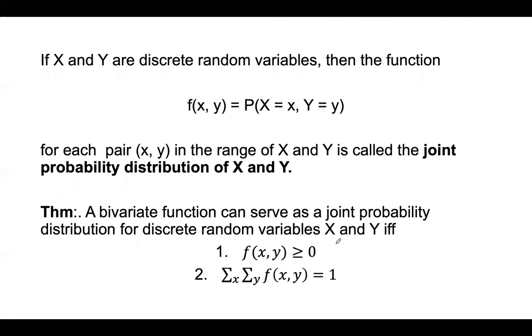So if X and Y are discrete random variables, then we could write this function like this, for each pair of X and Y in the range of X and Y. And this is called the joint probability distribution of X and Y. A bivariate function can serve as a joint probability distribution for discrete random variables X and Y if and only if this function is greater than or equal to 0. And this is first where you hold X and you sum up over Y, and then you move on to the next X and sum up over Y, and if this is equal to 1.